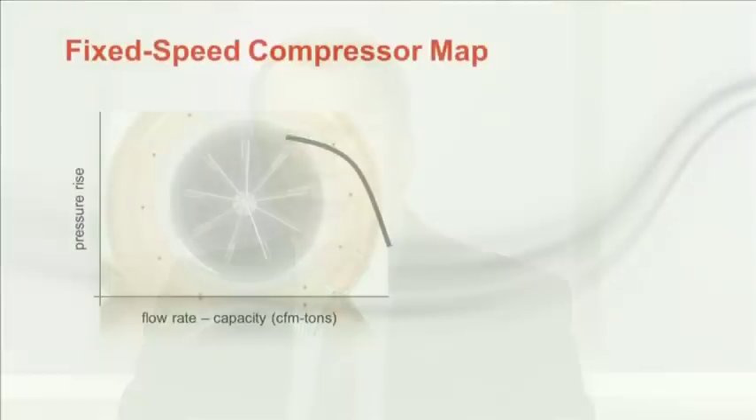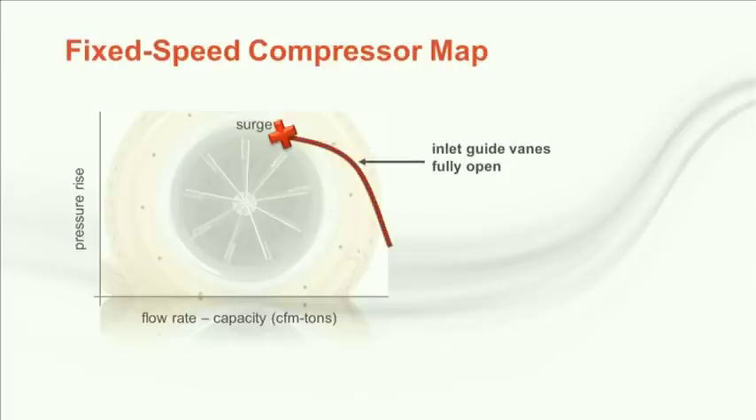Now that we have an overall view of the performance for fixed speed chillers, let's look at how the compressor operates. In this slide, we look at a more traditional compressor operating map where the pressure rise of the compressor is illustrated on the y-axis and the flow rate of the compressor is shown on the x-axis. The flow rate of the compressor is proportional to the capacity of the chiller, or tons. Let's first examine the extremes of the compressor operating envelope.